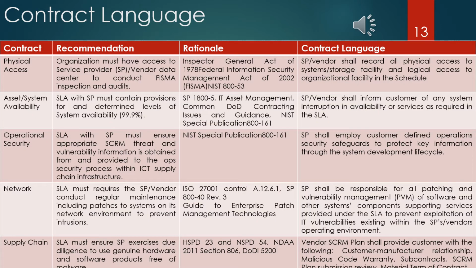This slide gives examples on how to address specific contract clauses in regards to supply chain risk management. Specific recommendations defining rationale, like citing the regulation driving the recommendation, and ensuring that contract language is specific removes potential ambiguity, which will decrease risk.